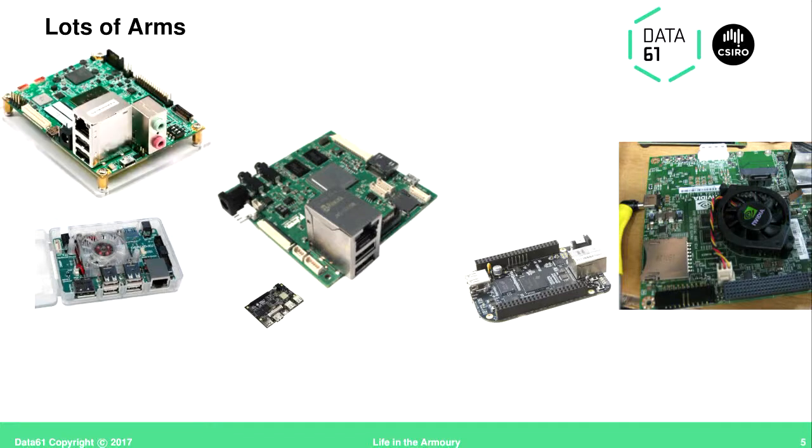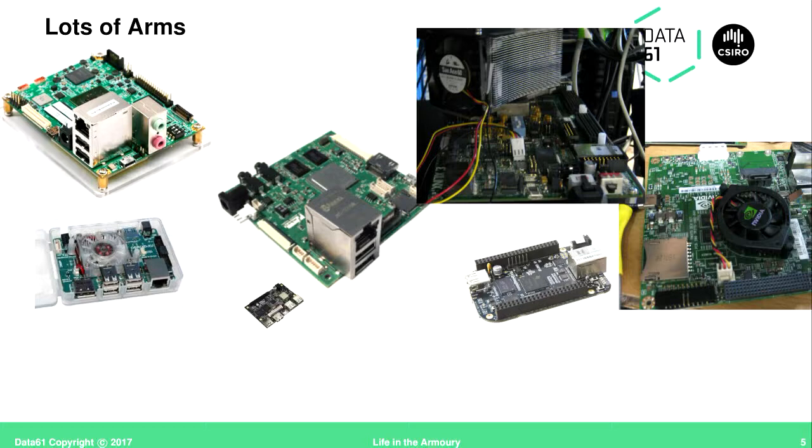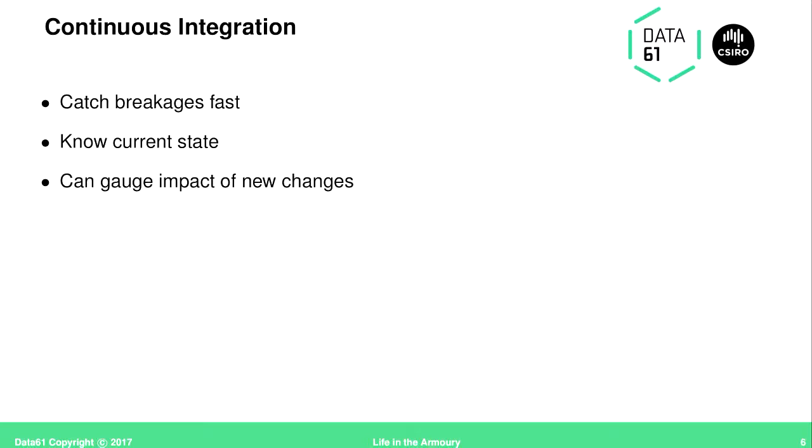That one there is an Inforce IFC6410. It's a Krait processor, which looks a bit like an ARMv7-A, but isn't, and so it has some slight differences in the way that it works. And that one there is a Zynq FPGA board, where we're experimenting with offloading some of the kernel functions to the FPGA to try and speed things up. So far, with that particular board, the interfaces of communication between the FPGA and the ARM core mean that we haven't got any gain, even though we can do operations 10 times faster.